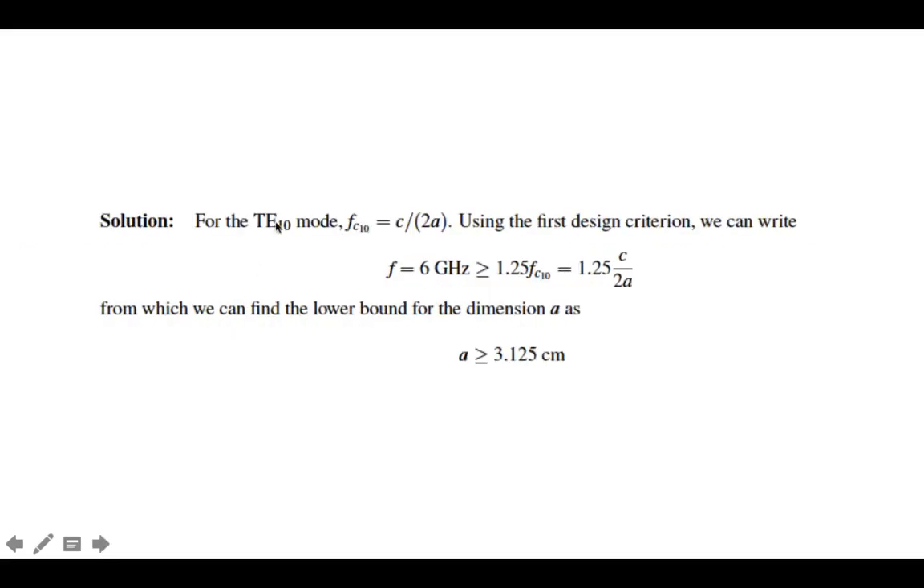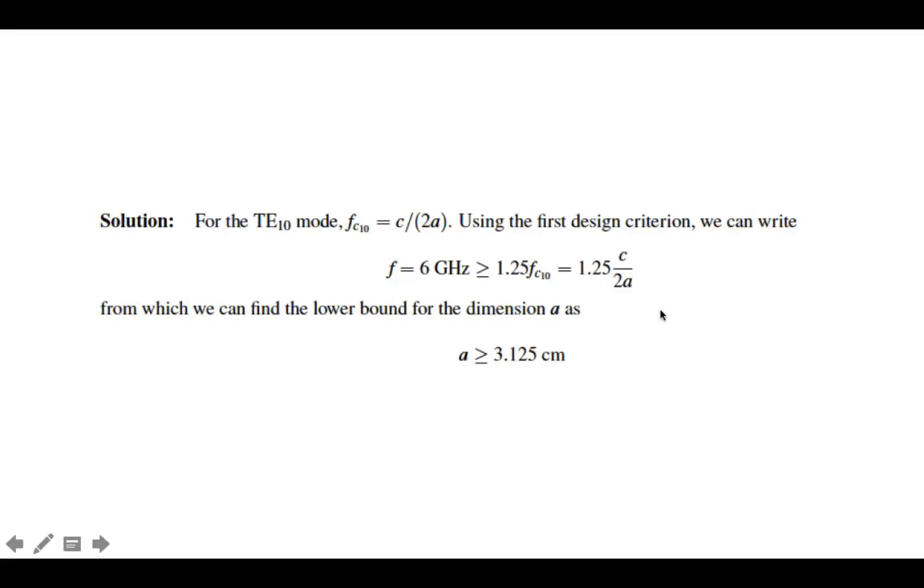Okay, so first of all, for the TE10 mode, if we take the speed of light and divide by 2a, that's going to give us the cutoff frequency. And we want that cutoff frequency to be 6 gigahertz. And then we want the dimension of the cavity to be such that we'll be within 25% on the upper and lower bound.